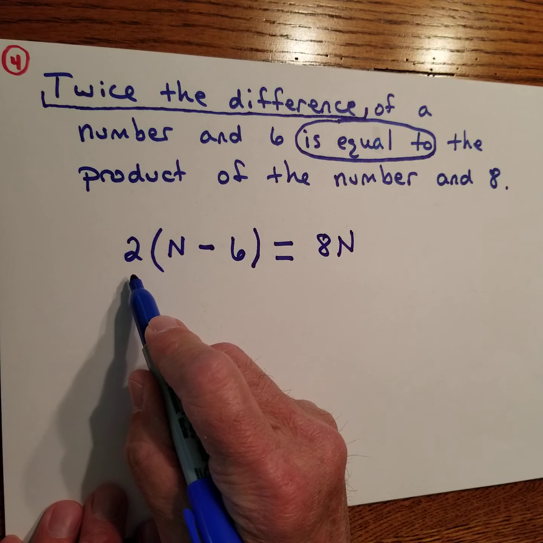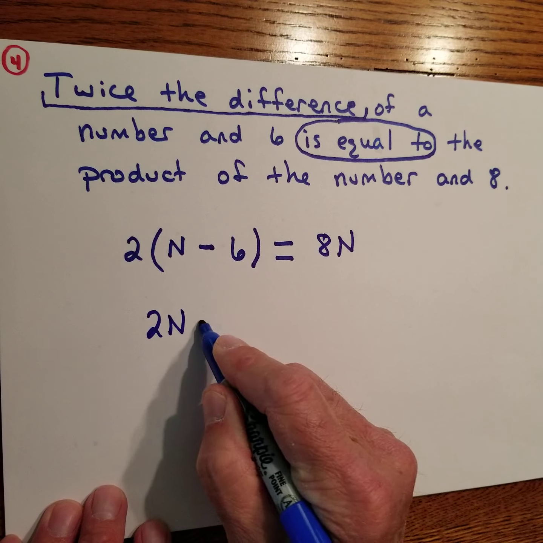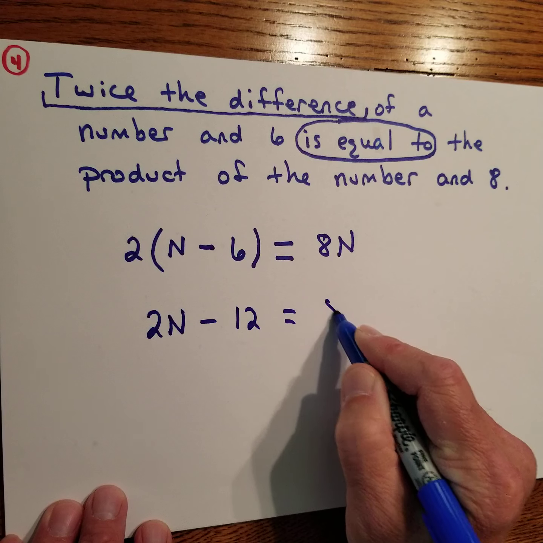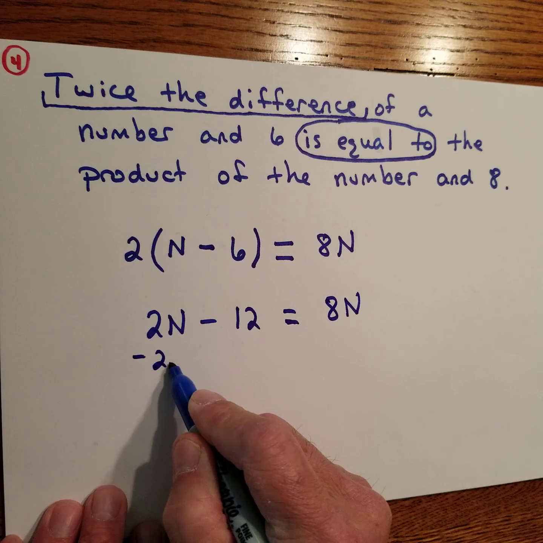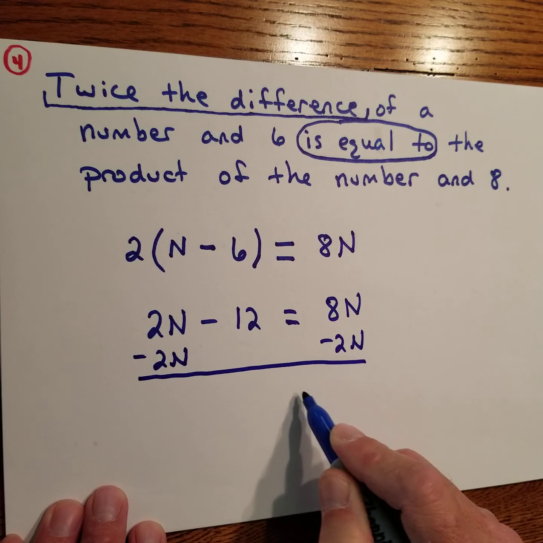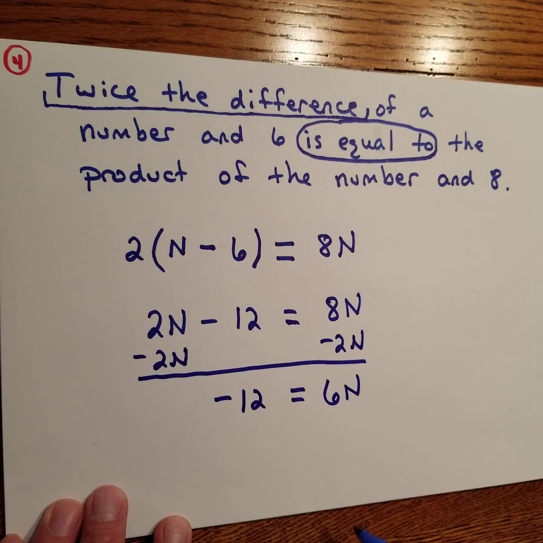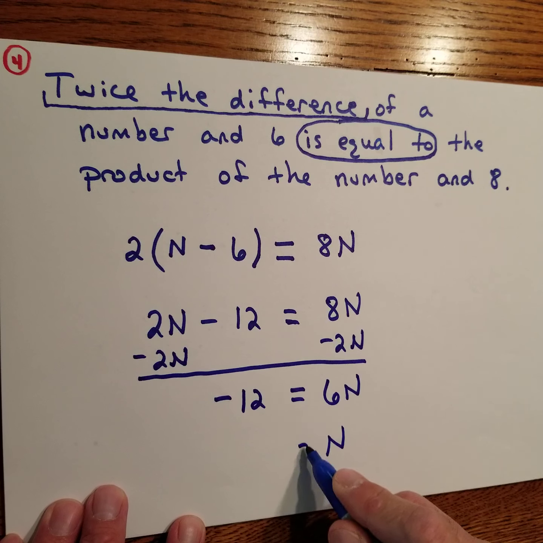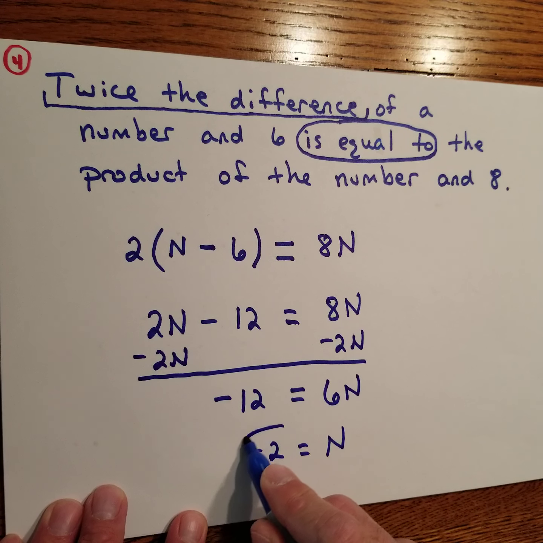Now let's distribute the 2. 2 times n, 2 times negative 6. I need to get all of my n's on the same side of the equal sign. Let's get rid of a positive 2n with a negative 2n. Now when I divide, negative 12 divided by 6 is negative 2.